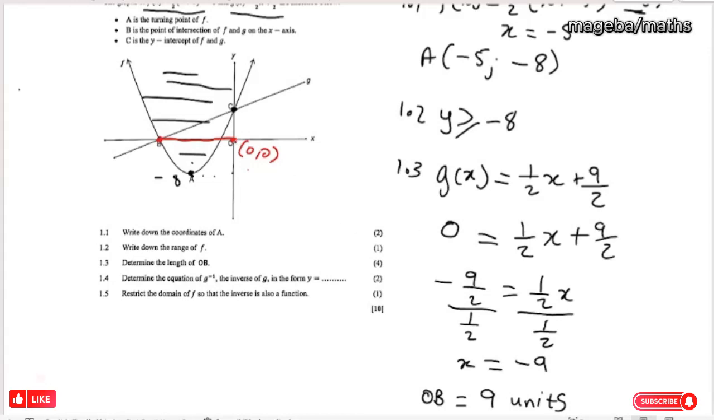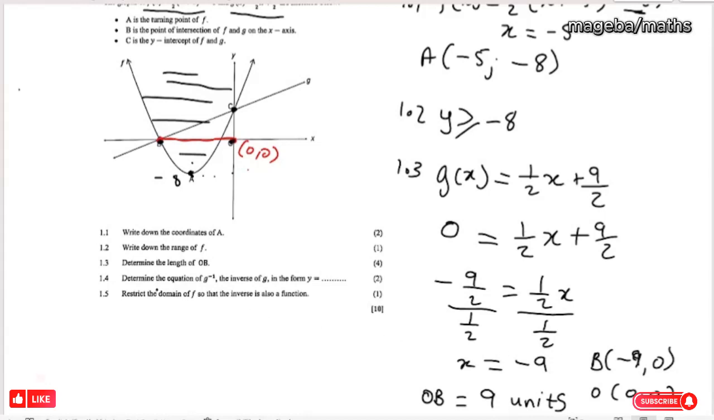So from here to here, it's 9 units. You can also, since now we know the point B, it's going to be negative 9 maps to 0. And then you know that point O is 0 maps to 0. You can use the distance formula, and you will find a positive 9.